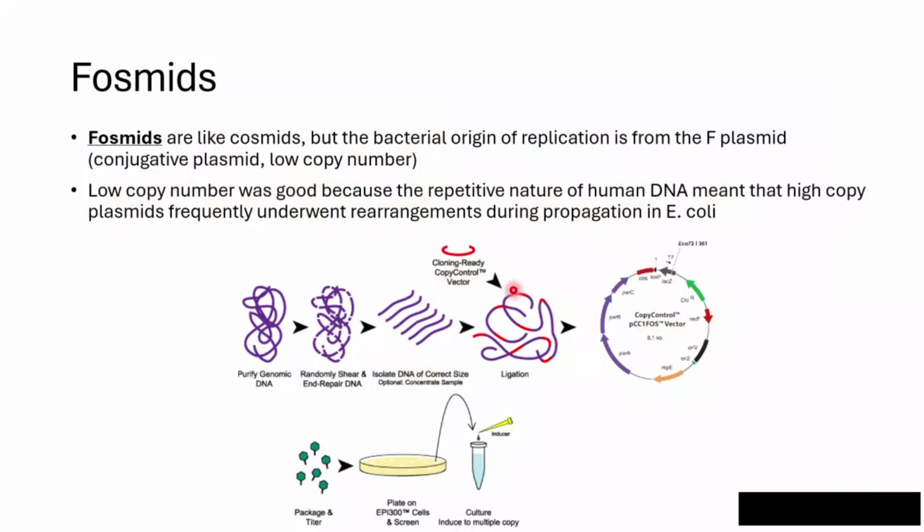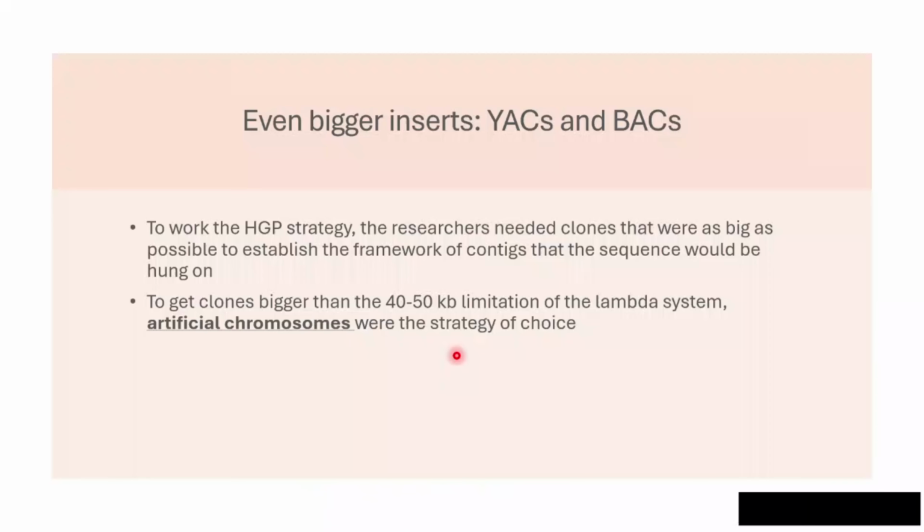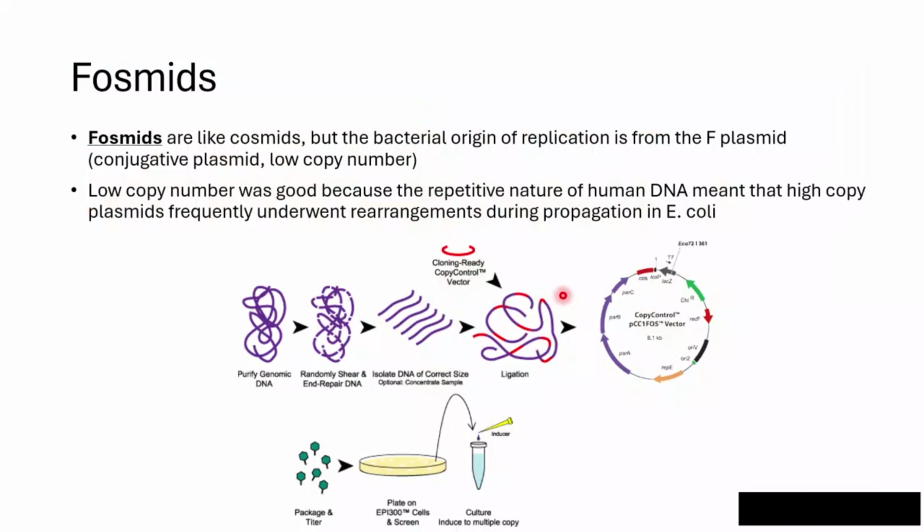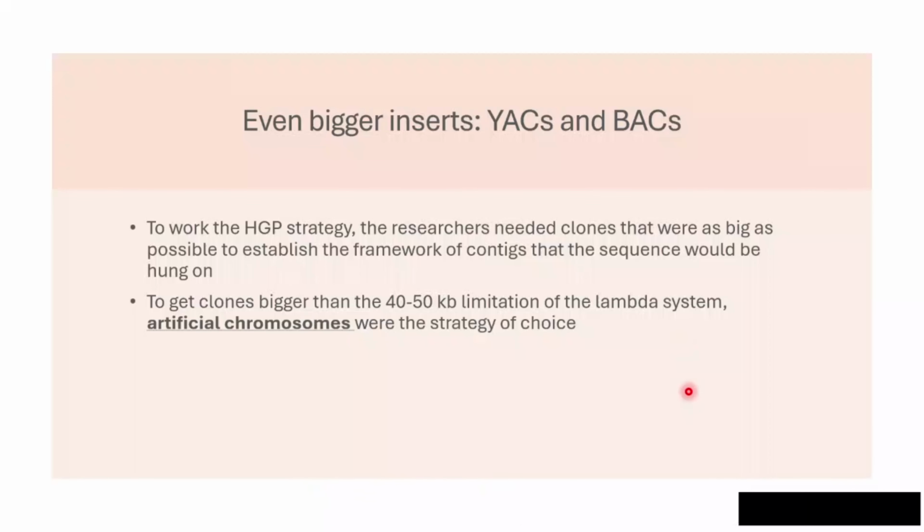But they're useless for genome sequencing, because they still create fragments 40 to 50 kb long, so that's not very interesting. You need bigger inserts. One way is through yeast artificial chromosomes, so we had to create these chromosomes ourselves, or bacterial artificial chromosomes. In the Human Genome Project, they used bacterial artificial chromosomes, and we'll see why.